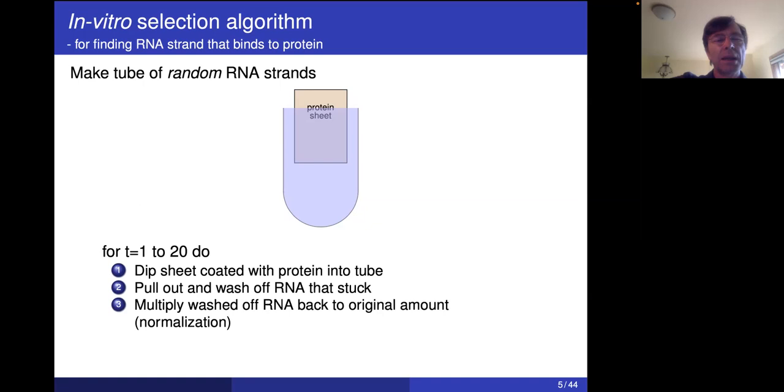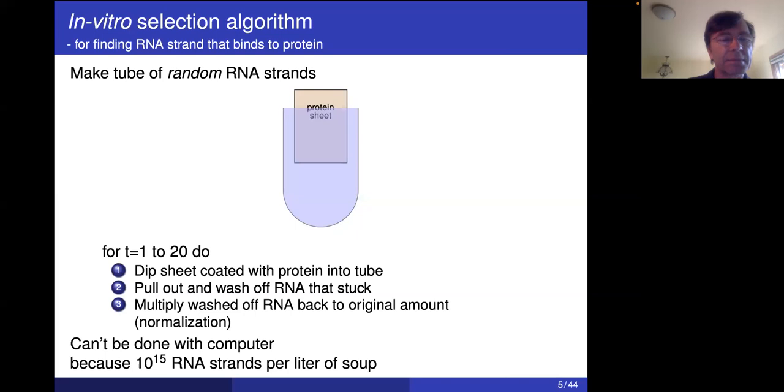And then some of the RNA strands attach to the surface of the protein. Now you pull out the sheet and you wash off the RNA that's stuck to the surface. And then you multiply the washed off RNA back to the original amount, unit amount. We call that the normalization. I claim this is Bayes update.